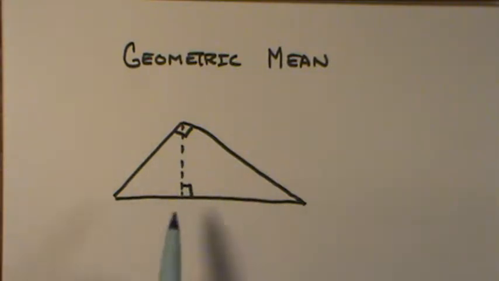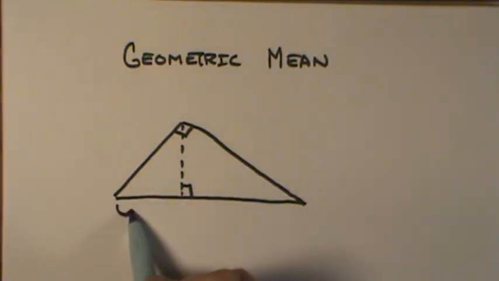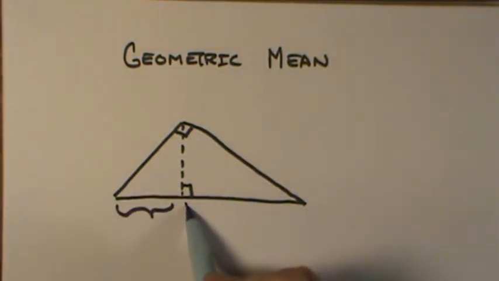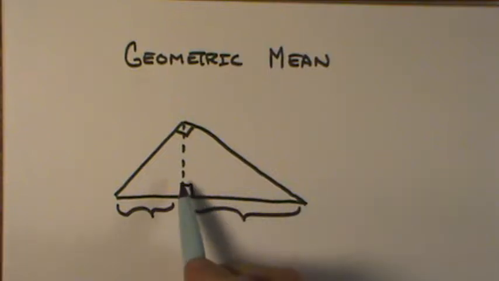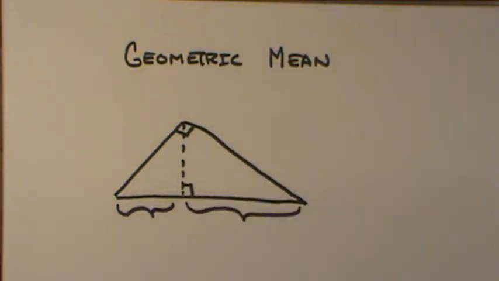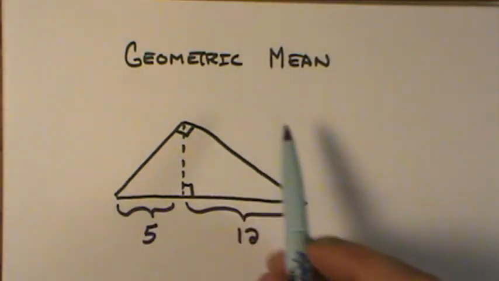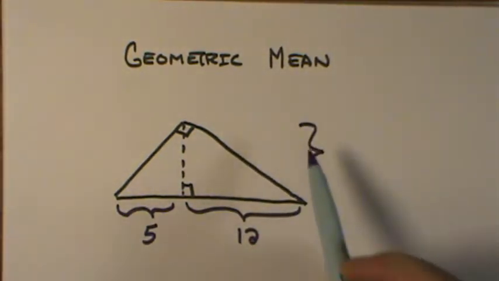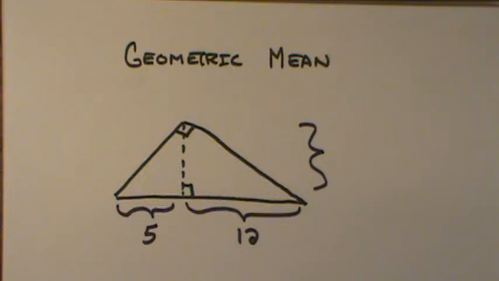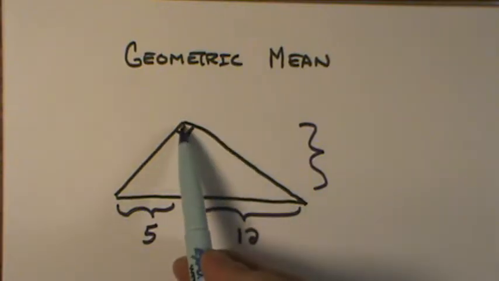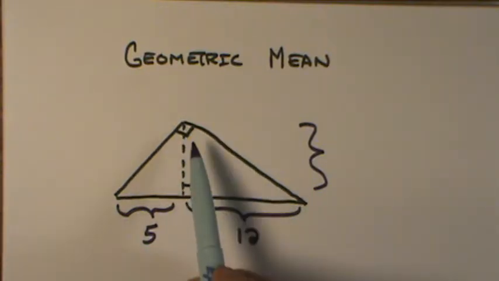And what you do with that is, if I can break this base of my triangle up into these two parts, broken where the altitude comes down and meets the base, if you know these values, for example, if I know that this is 5 and say 12, I could find the height of this triangle by using what's called the geometric mean. The geometric mean states that if you take this partition, 5 times 12, and take the square root of it, that would be the height of the triangle.